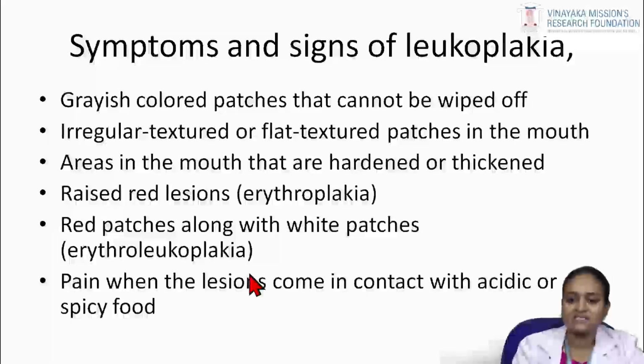So the main signs and symptoms of leukoplakia: it's basically grayish colored patches that cannot be wiped off, irregular textured or flat textured patches in the mouth, and areas in the mouth that are raised or thickened. Raised red lesions are called erythroplakia, and red patches along with the white patches are called erythroleukoplakia. There is pain when the lesion comes in contact with any acidic or spicy foods.